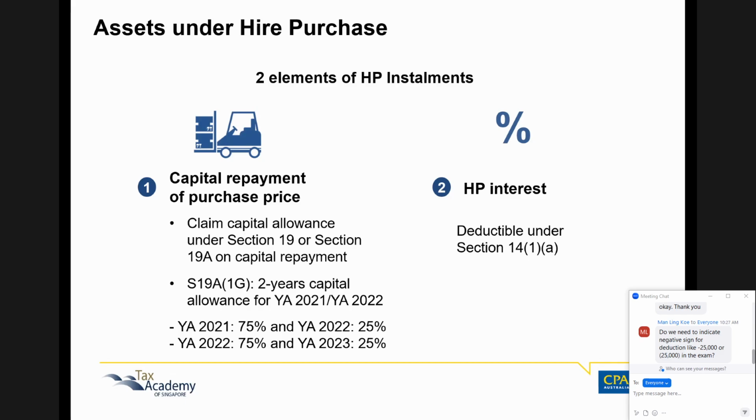But your capital repayment, you can claim CA. Of course, because it's like monthly pay, it is not one shot the full capital amount. So it's only when you incur that capital amount for that YA that we allow the CA on it. And the same rules apply on the capital allowance that you can claim. So here I'm just saying that the 2 years accelerated claim, the 75%, 25%, is also applicable for installment purchase.